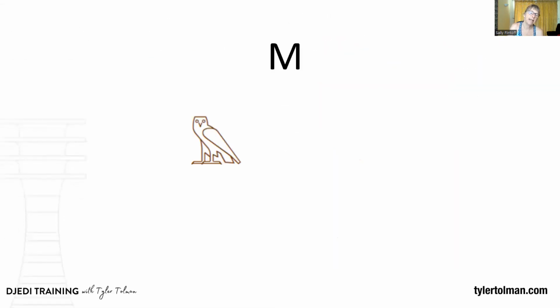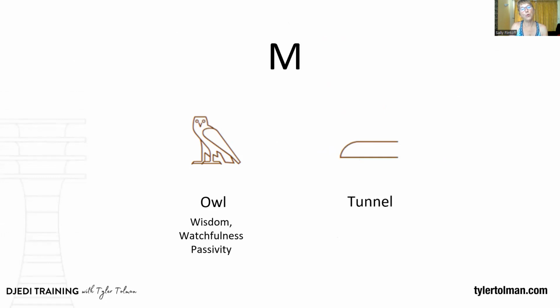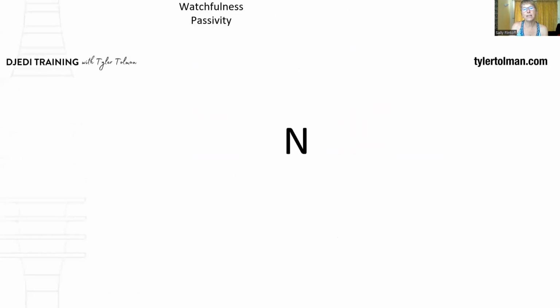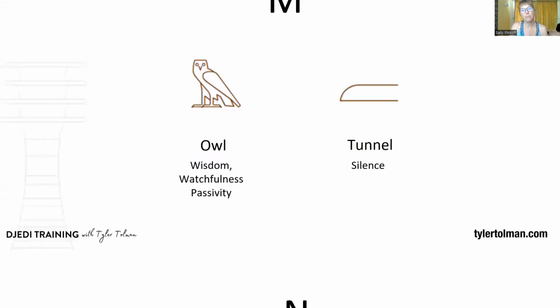The M is represented by an owl, which is brown, and it means wisdom, watchfulness, and passivity. Again, there's another letter for M that you can also use, and this is actually a tunnel, and it represents silence.